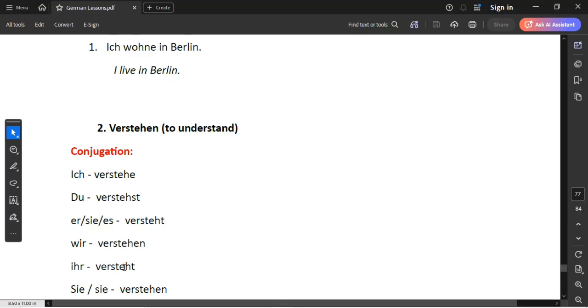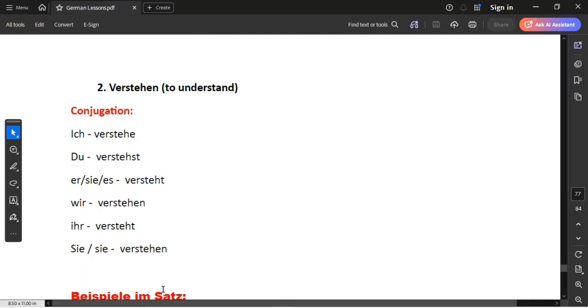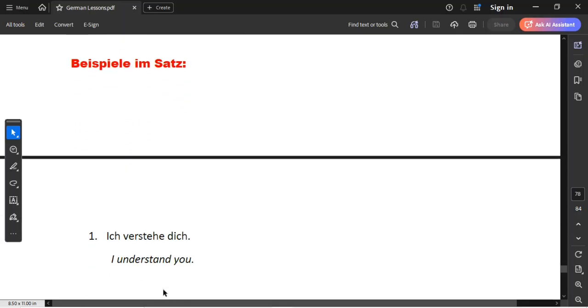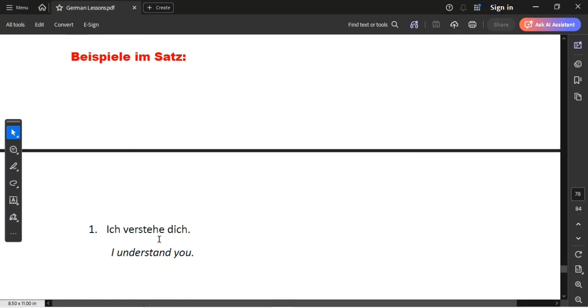Ihr, it will be versteht, which is the same as er. Then sie, it will be verstehen. It will still remain the same, and it will be the same as wir. Now, I want us to go ahead and look at Beispiel im Satz. Beispiel im Satz ist: Ich verstehe dich. Ich verstehe dich. That means I understand you.